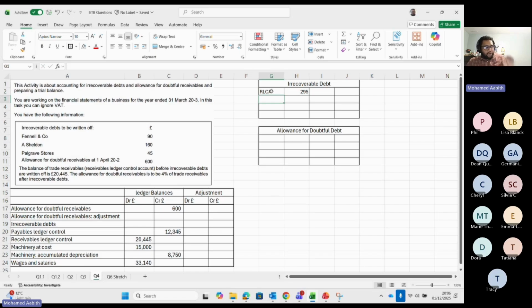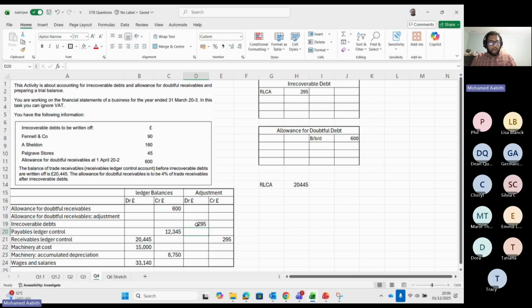And also we have to do the allowance for doubtful debt. At the beginning of the year it has a balance brought down figure of 600 pounds. So this is typically an exam style question. What we will do here, we're going to look at the RLCA balance. What is the RLCA originally coming up as? 20,445, and that is a number we have. What is the adjustment we're going to do? We're going to write off 295 pounds. It's on the credit side of it. Irrecoverable debt, we have an adjustment of 295 pounds.